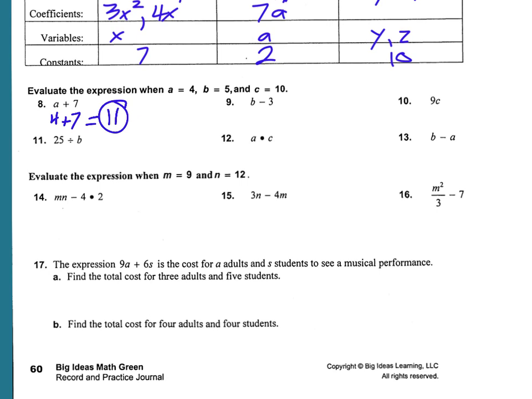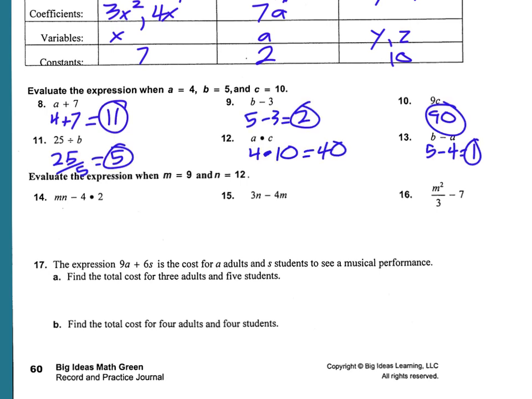Okay, so go through this next section up to 13. Hit pause, do up to 13, hit play, see if you get what I got. All right, so you should have got these answers: 2, 90, 5, 40, and 1. Again, if you need to look at these a little closer, you can hit pause and take a look and see if you made any mistakes. All right, let's move on to 14.